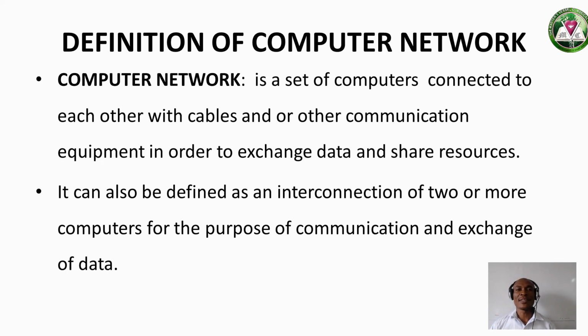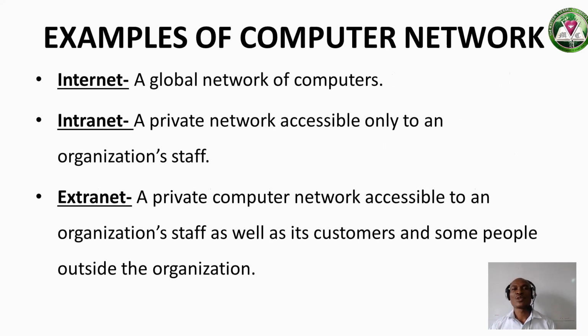Okay. It can also be defined as an interconnection of 2 or more computers for the purpose of communication and exchange of data. So I want you to understand that the sole aim of computer network is to enable the computers in that network talk to each other. They communicate. There is a communication because there is a link among the computer systems in that network. Okay, let's look at examples of computer network.